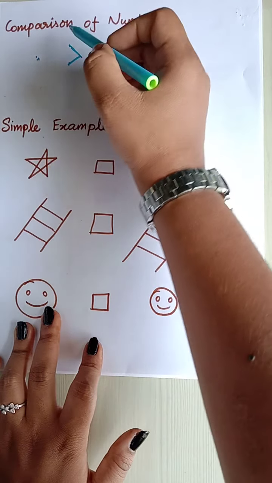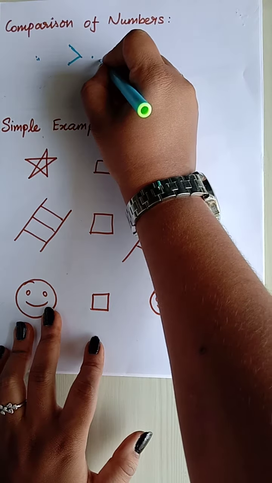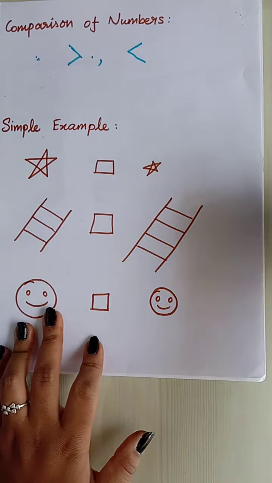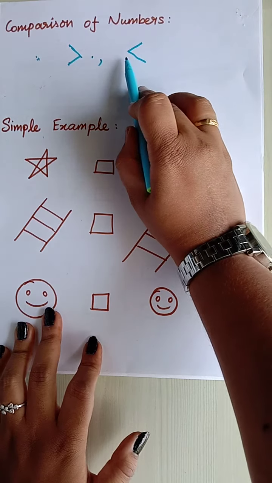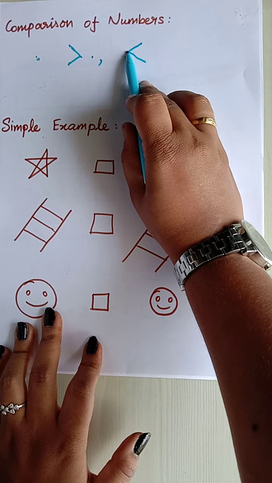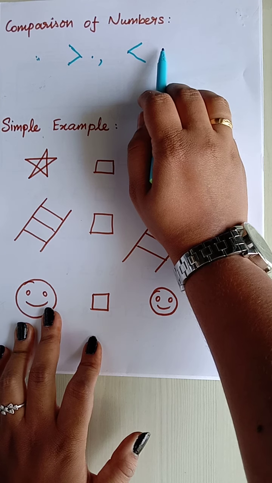So we compare on the open mouth side. Now the second symbol is the smaller than symbol. This is the smallest side and this is the greatest side. So this side points to the smallest. This is the half kg cake and this side is the 1 kg cake.